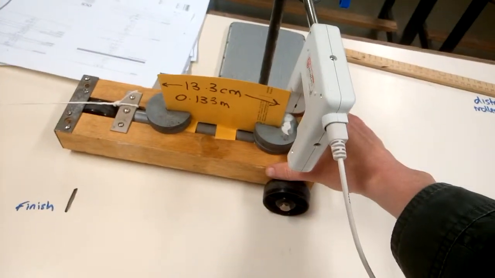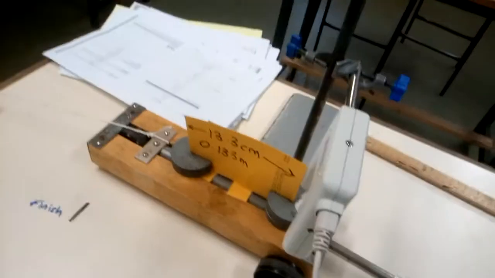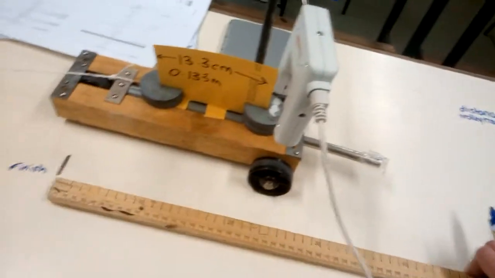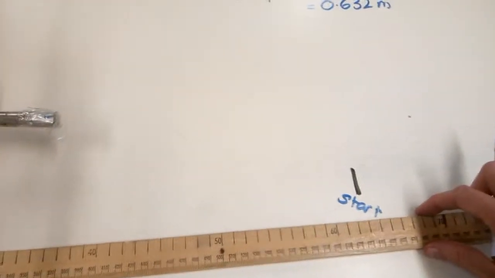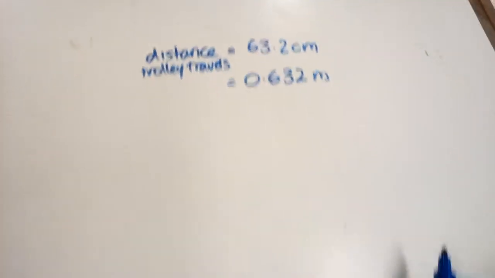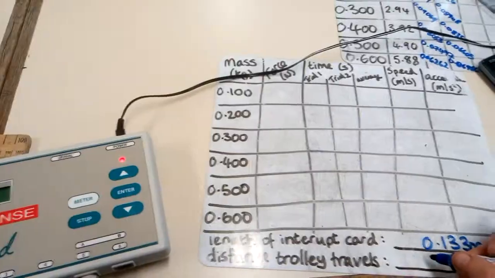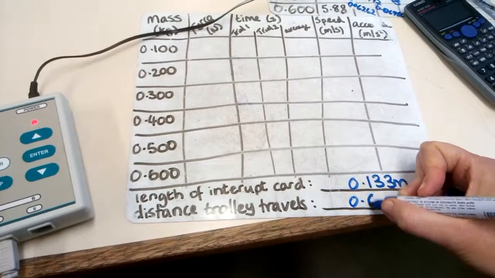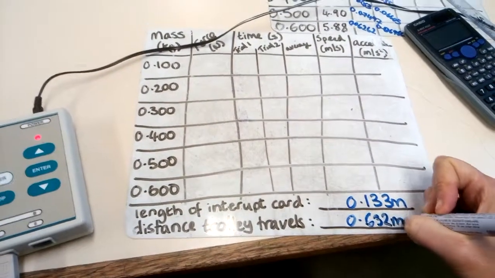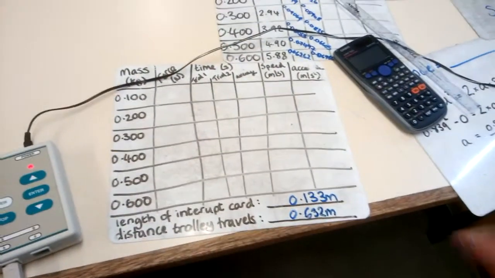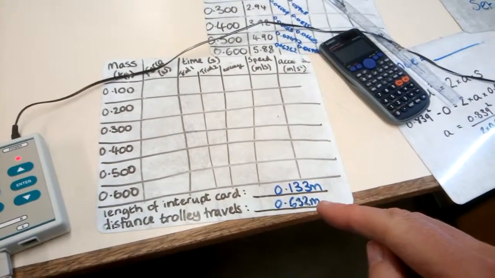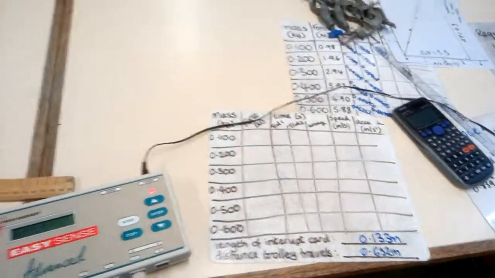Now what I will need to record is the distance in between my finish line and my start line, so I can use my meter ruler to do that, and I found out that it was 63.2 centimetres. Okay, so 63.2 centimetres or 0.632 metres. That's what I've got for those 2 things. So before you record any results, make sure those are recorded, okay? And yours might be slightly different.